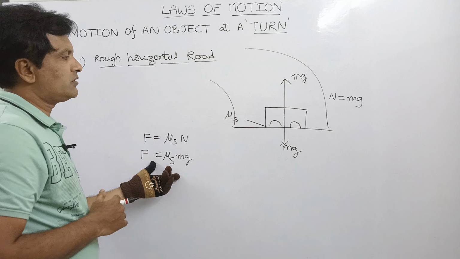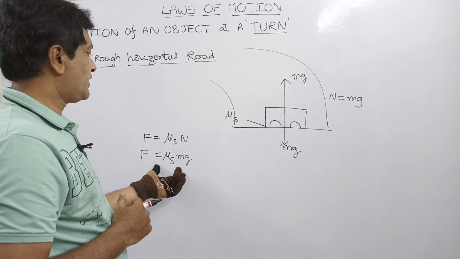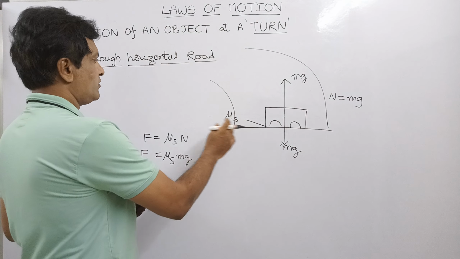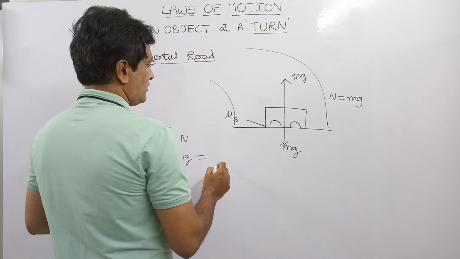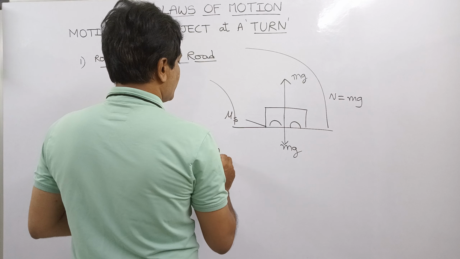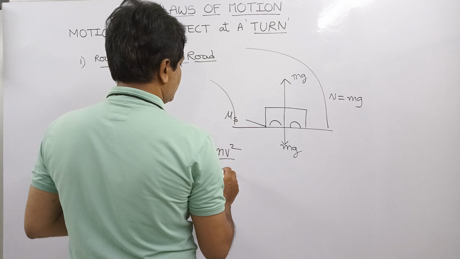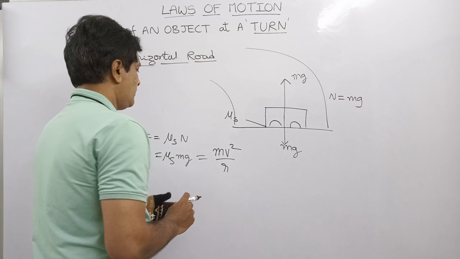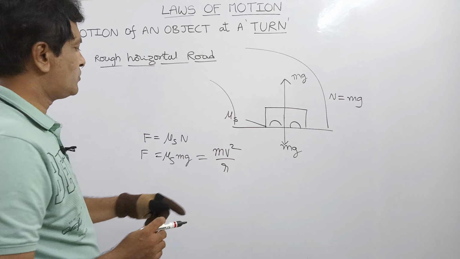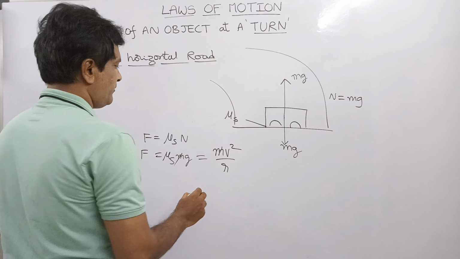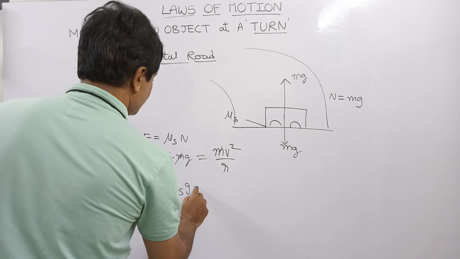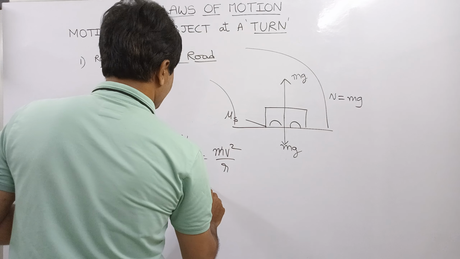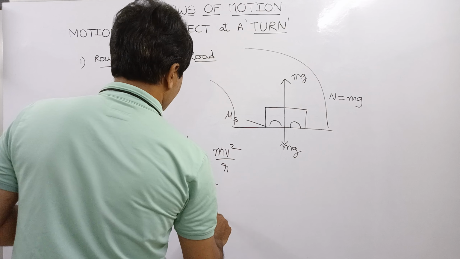So this is the force which we can consider as the centripetal force acting towards the center of the curve, and this is balanced by the centrifugal force, and we can equate these two. We can cancel m, and so we can write mu s g is equal to v square by r.